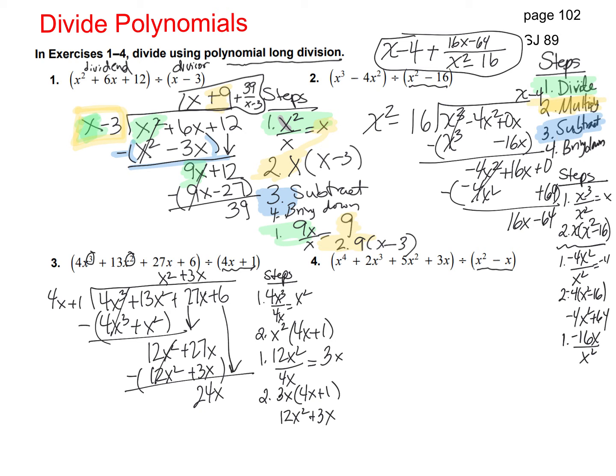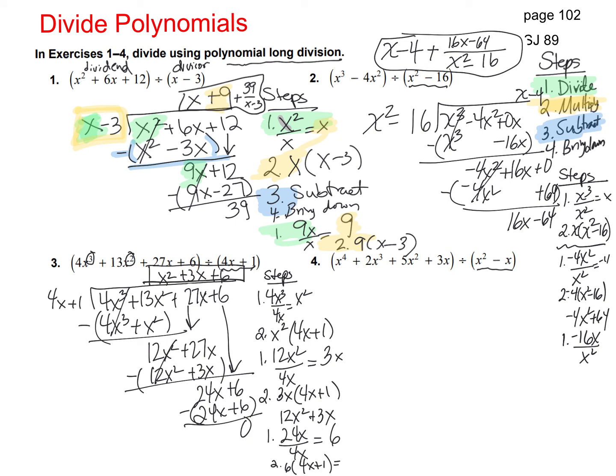Bring down. Divide. 24x by 4x. And that is positive 6. Multiply. 6 times the divisor, 4x plus 1. That would be 24x plus 6. When I subtract, I do not get a remainder, so the quotient is x squared plus 3x plus 6.